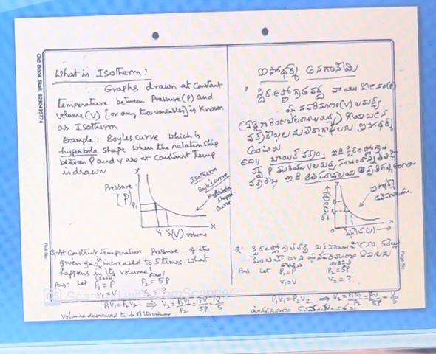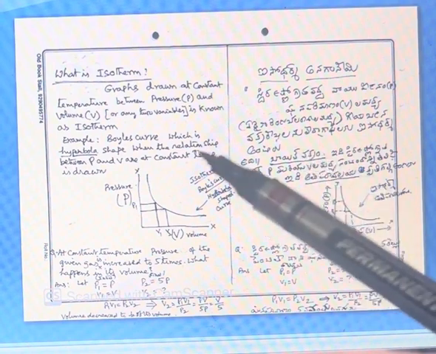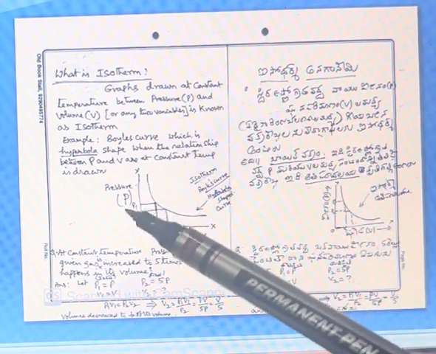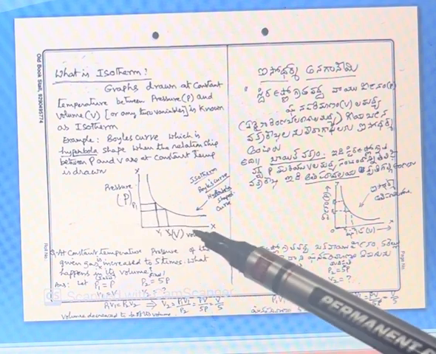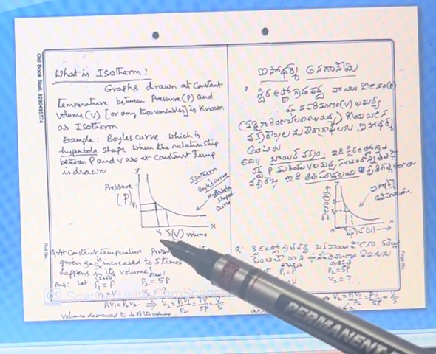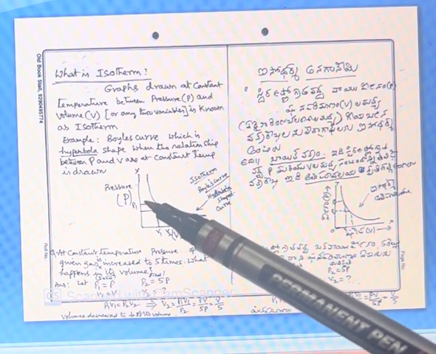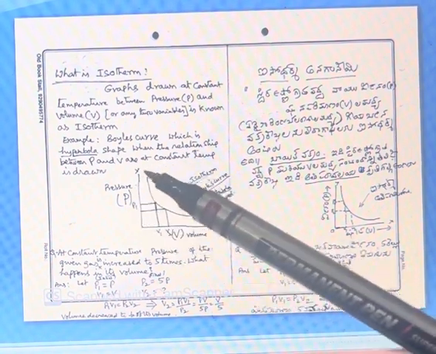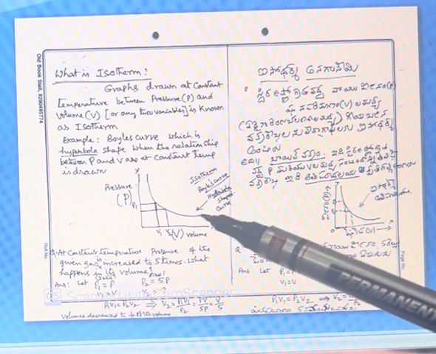Now, what is an isotherm? It is a graph drawn at constant temperature between pressure and volume. Not only pressure and volume, it can be any two variables, but you have to take them at constant temperature, and the relation is shown in the form of a graph. That graph is called an isotherm. For example, in Boyle's curve, pressure is on the y axis and volume is on the x axis. You will get a curve, called Boyle's curve.